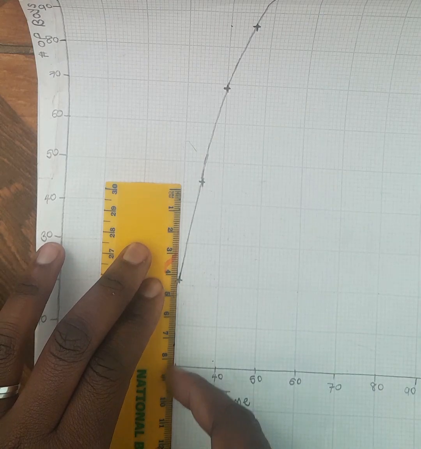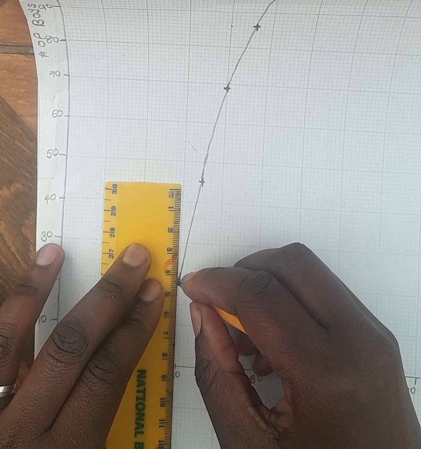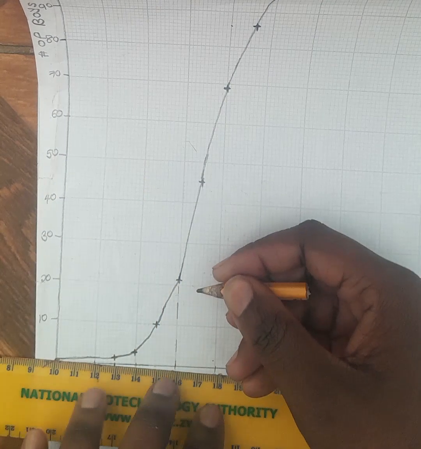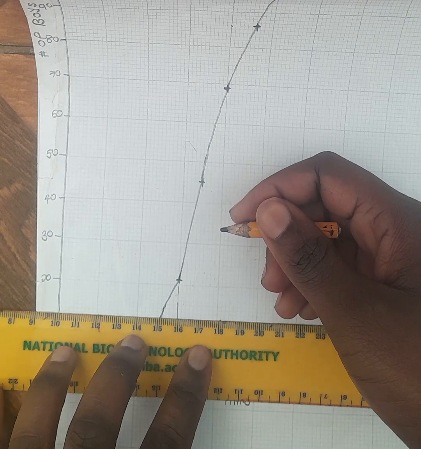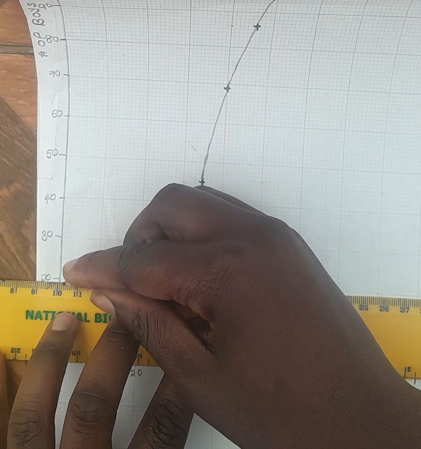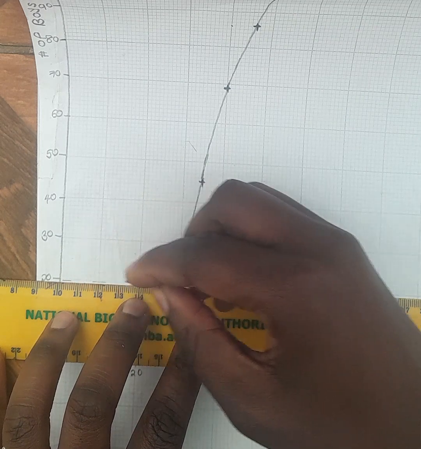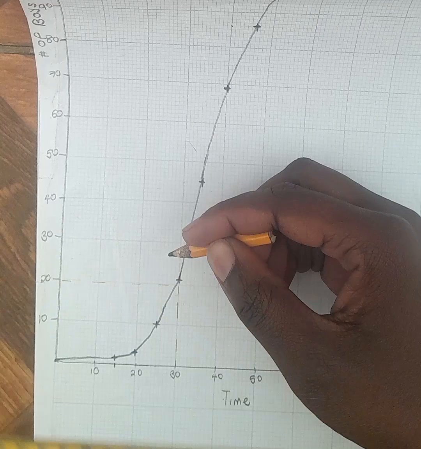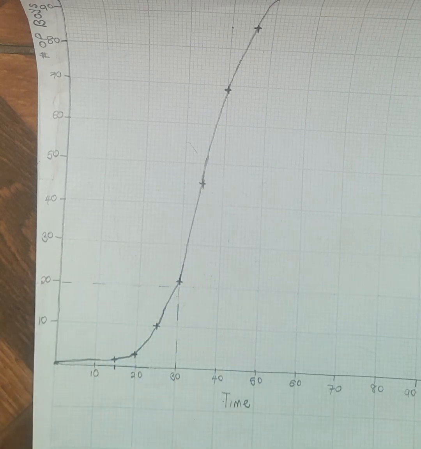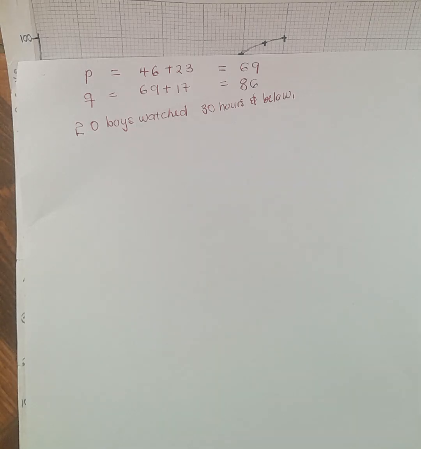Our 30 hours is here, so we are going to draw a line. And then we see which number of boys it links to. It is linking with 20 boys. So it means that the number of boys who watched less than 30 hours is 20. 20 boys watched 30 hours and below. Let's move on to another question.